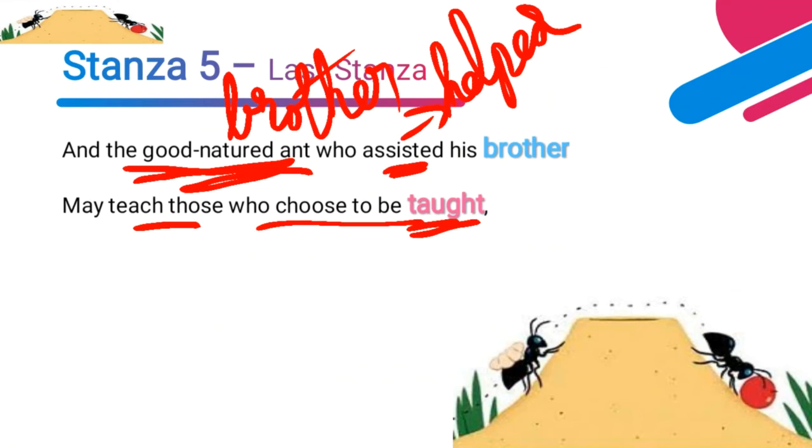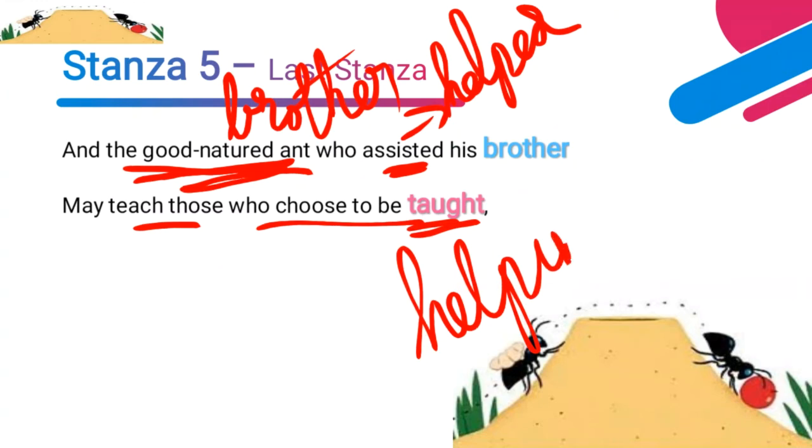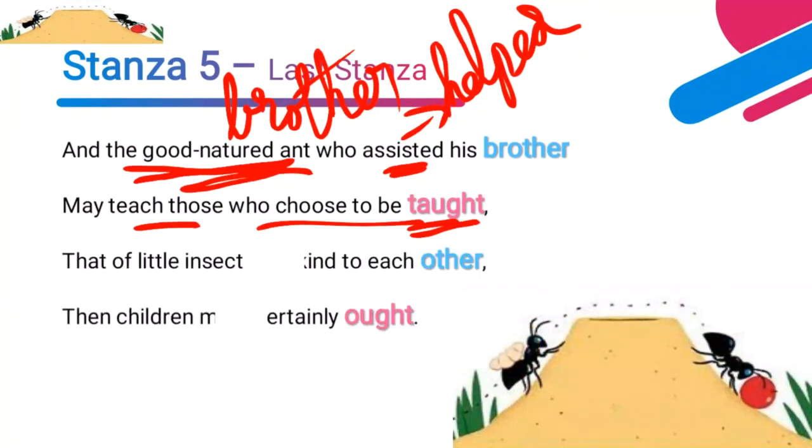What's the value you learn from the ants? You learned from the story? Yes, helping mind. Helping your neighbors, helping your siblings, helping your relatives, helping your elders. So this is the value you are learning from here. From whom are you learning? Yes, from the good-natured helping ant. Okay, dear children, let's move on to the next 2 lines.